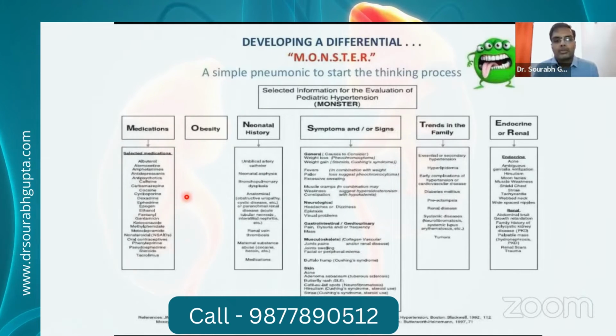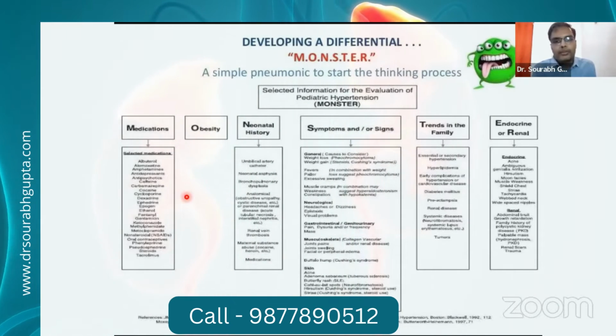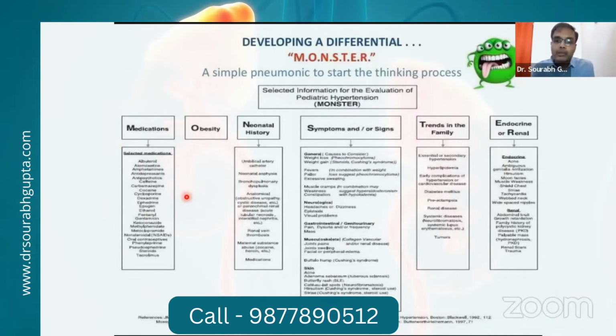mineralocorticoid excess. So one should look for the neurocutaneous markers. For example, if the patient is having café-au-lait spots, it might be neurofibromatosis, then ash leaf macule in tuberous sclerosis. Then trends in the family. The family history is important. If an early family history is there, it might be essential hypertension.